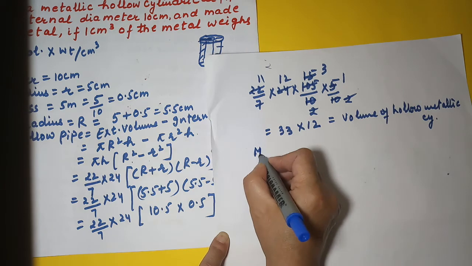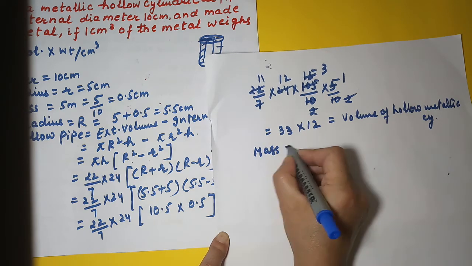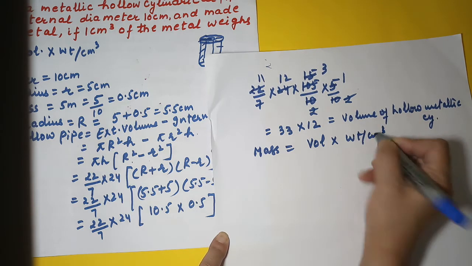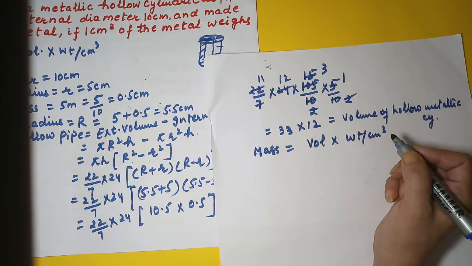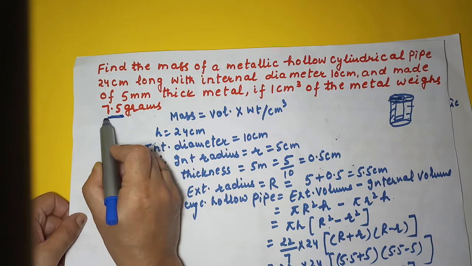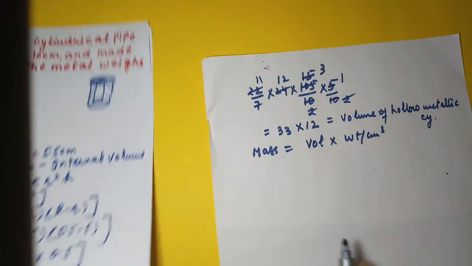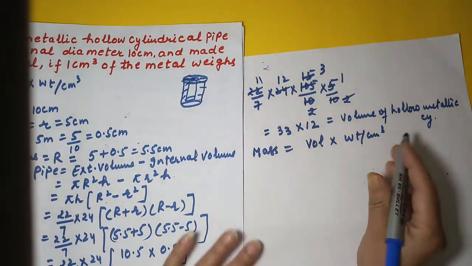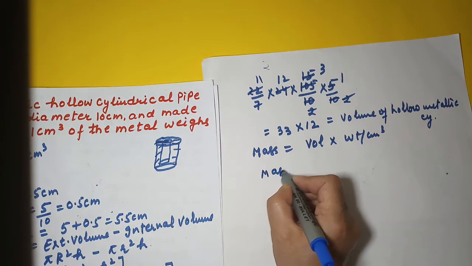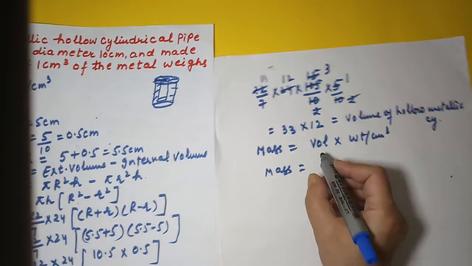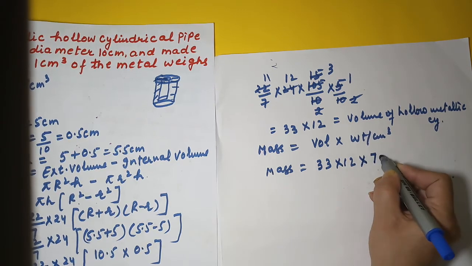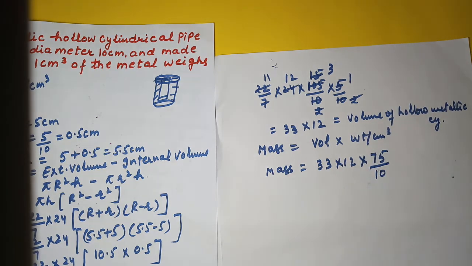Now I want to calculate the mass. Mass is equal to volume into weight per centimeter cube. The weight per centimeter cube was given to me as 7.5 grams, so I will multiply the volume by 7.5 grams. So mass is equal to volume, which I have calculated as 33 into 12 into 7.5, that I can write as 75 by 10.